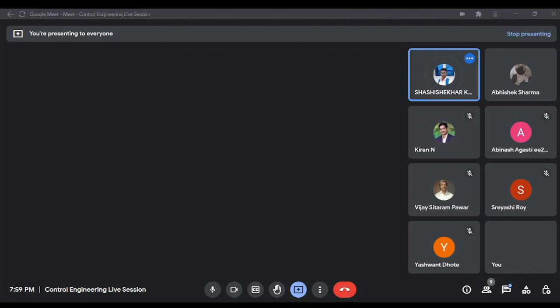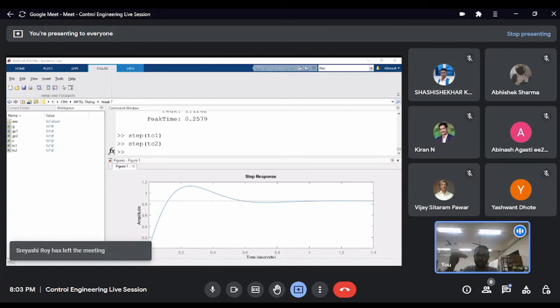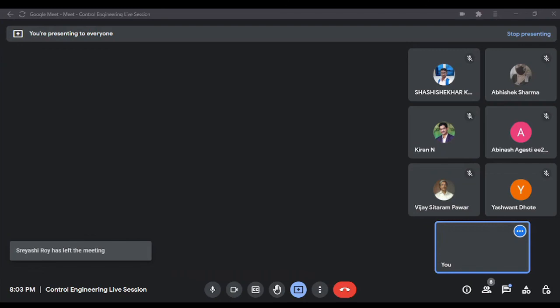If I plot the step response, you can see that even though this is much better than the last one, it settles faster and has lower overshoot, it still does not meet our requirements. Is that clear? Okay, we'll do the other ones quickly.